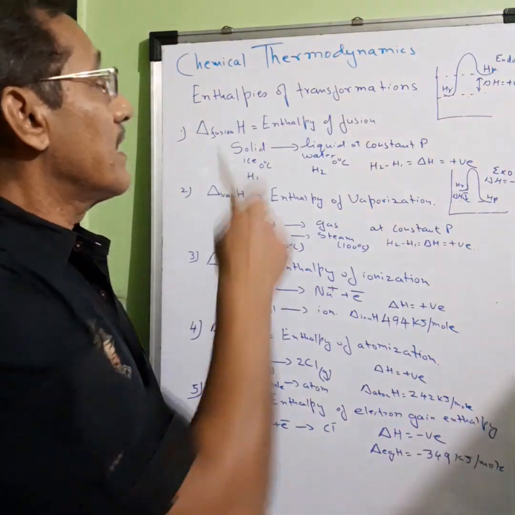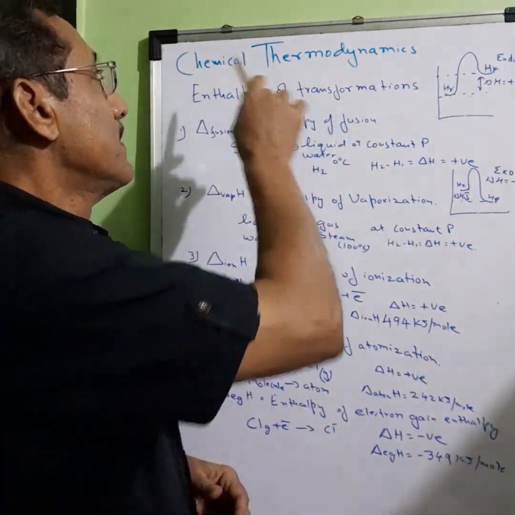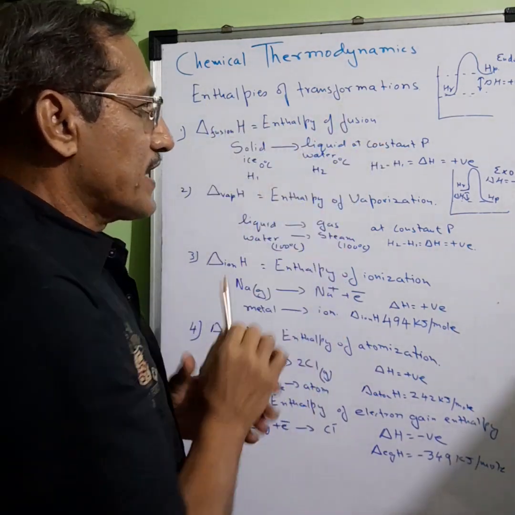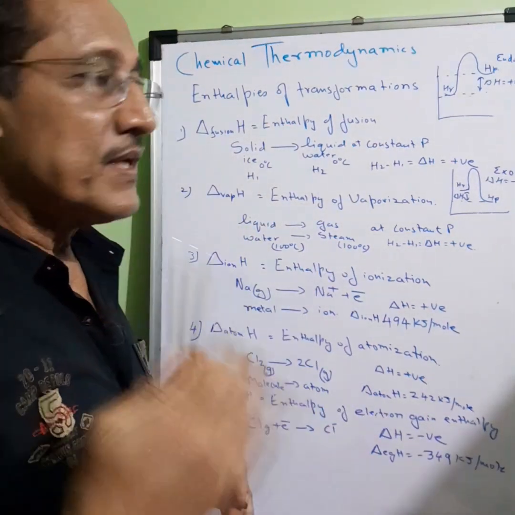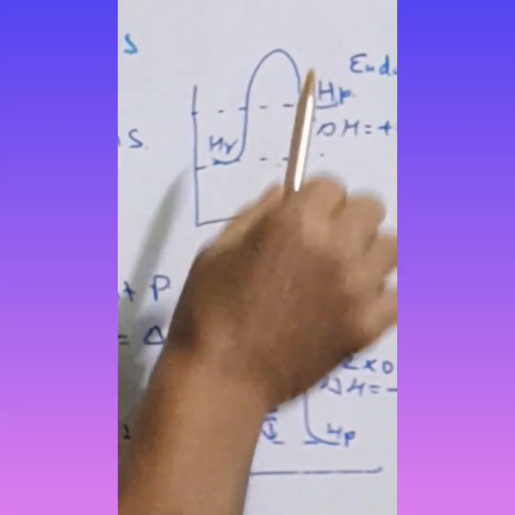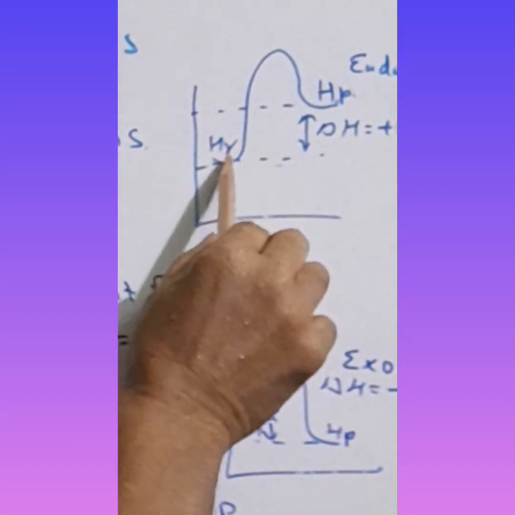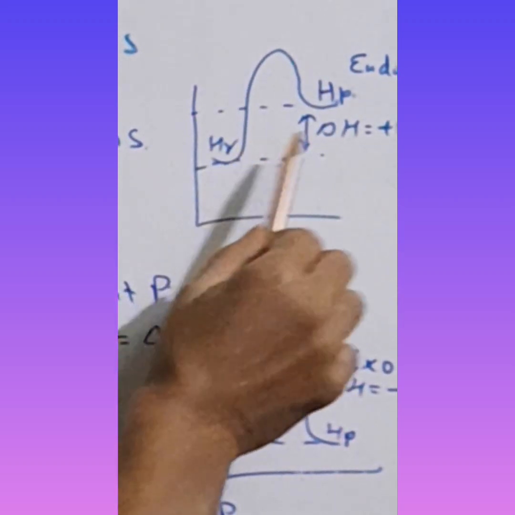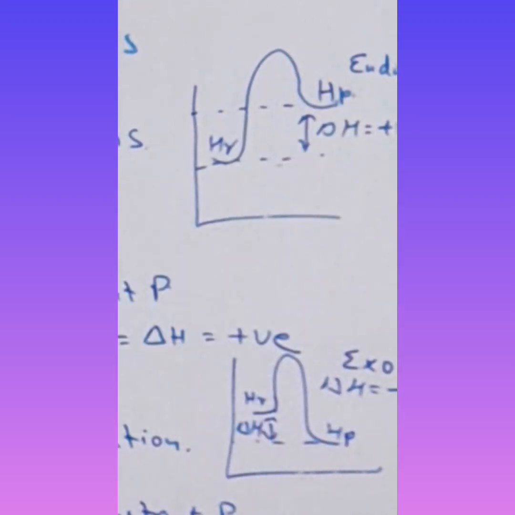Okay guys, let's move ahead in chemical thermodynamics. Now before getting into enthalpies of transformations, I just want to recap something about endo and exo. Now if HP is greater than HR, then del H is positive, and then we call it endo.